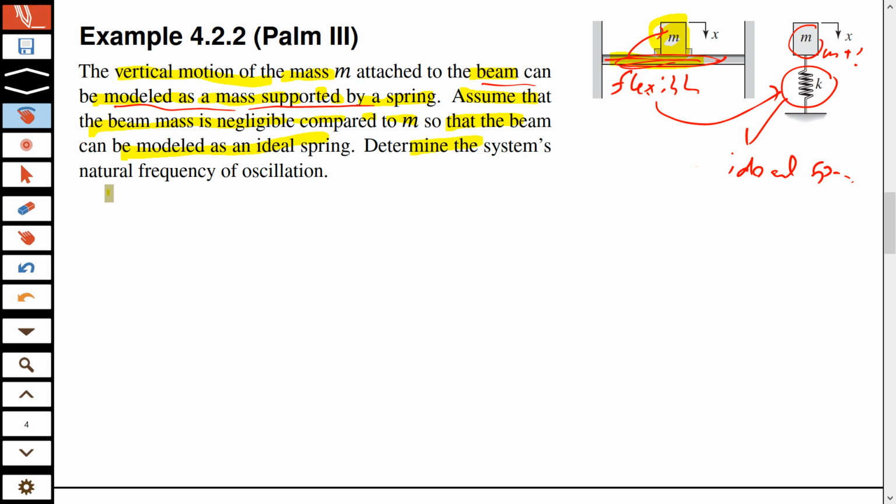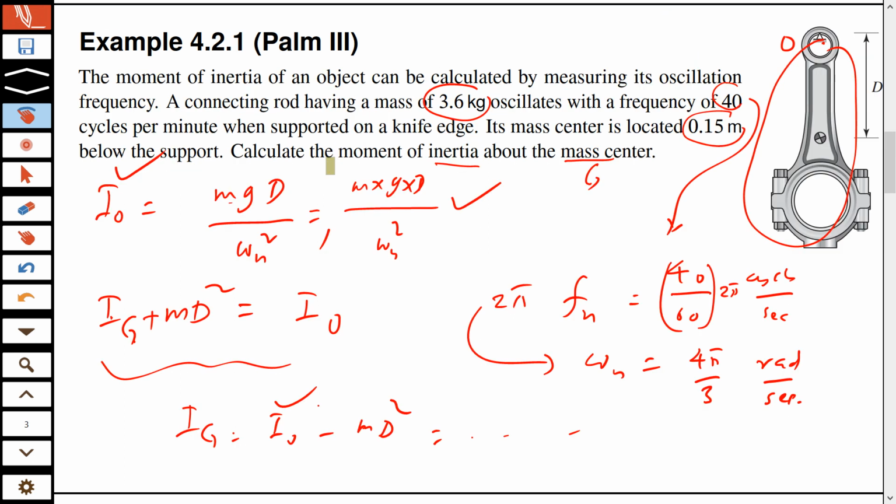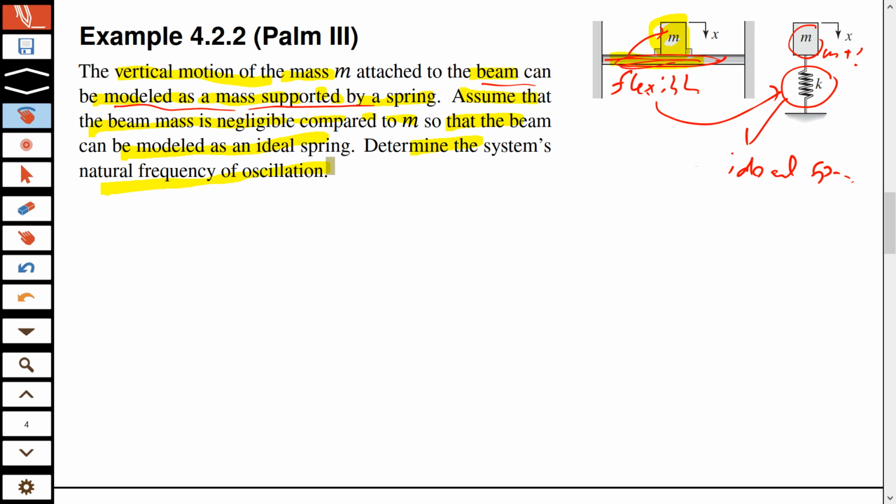Okay. Now determine the system's natural frequency of oscillation. अब यहाँ से natural frequency of oscillation पिछले example, the previous example must guide us, okay. If we can write down the equations of motion and if we can identify simple harmonic motion, now I'm telling you the strategy that if you write the equations of motion and if those equations of motion point towards simple harmonic motion, that simple harmonic motion will give you omega n squared. Okay, that is the strategy now.